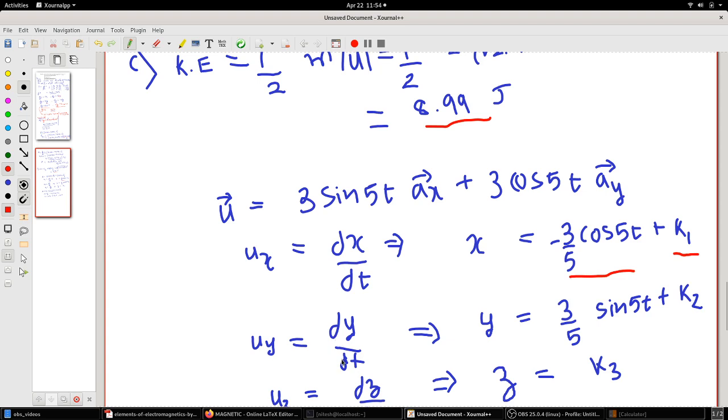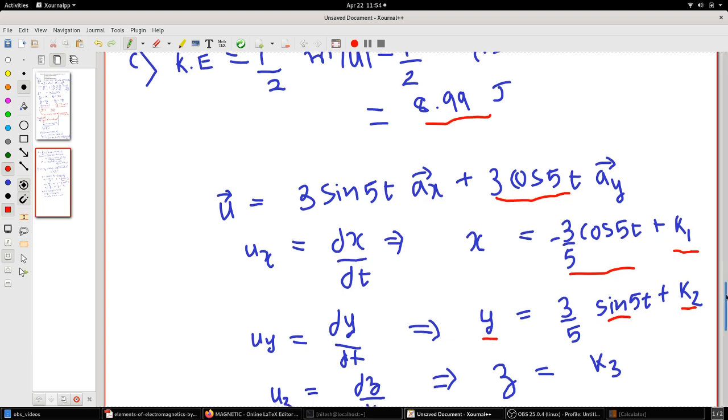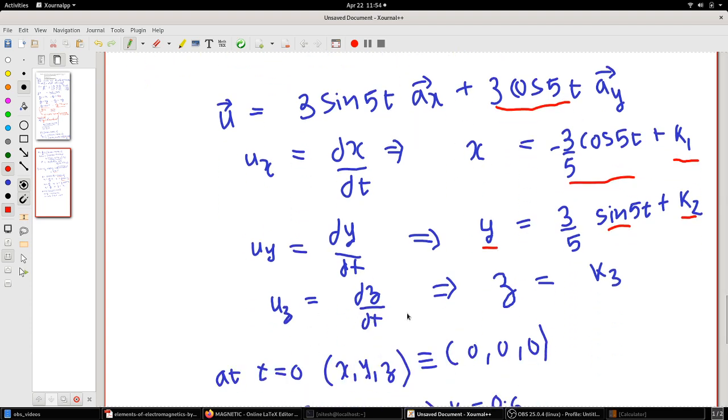Same way, dy by dt is equal to 3 cos phi t. So when I integrate both sides, I get y equal to 3 by 5 sin phi t plus k2. k2 is the constant of integration. dz by dt is uz. So when I integrate it, I get z equal to the constant of integration, since the integration value will be 0.